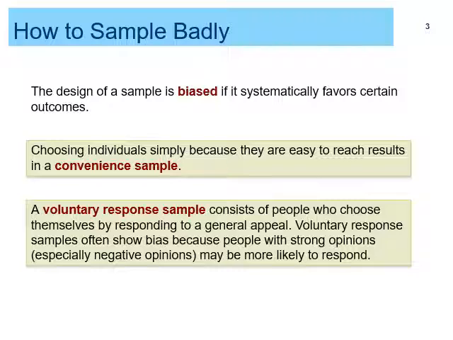Take the example of a voluntary response sample, which consists of people who choose themselves by responding to a general appeal. So what is the problem here? Voluntary response samples often show bias because people with strong opinions, especially negative opinions, may be more likely to respond.